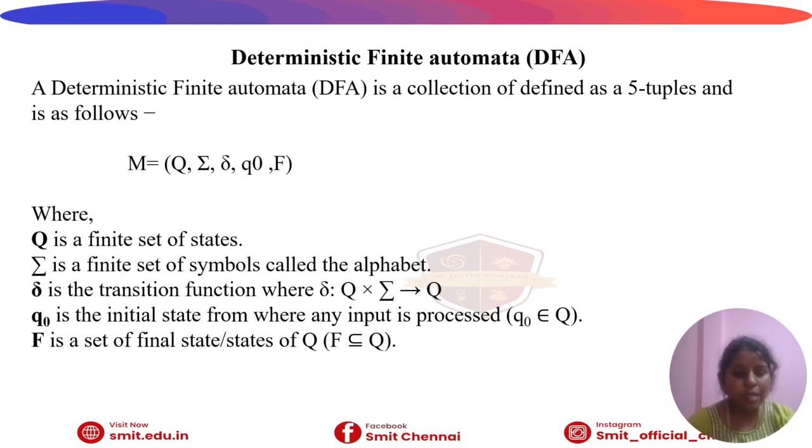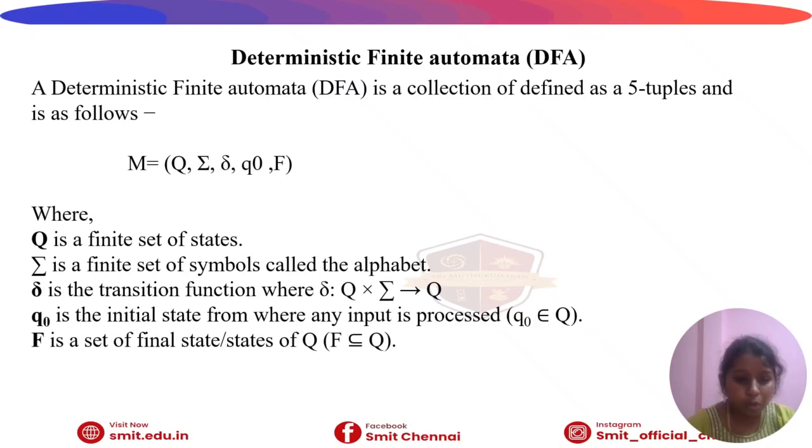Finite automata is a mathematical model with a finite number of states. It reads the input one by one and changes the state based on the transition rule. Whether the input is accepted or not is known if it reaches the final state. In finite automata, we have two types: deterministic finite automata and non-deterministic finite automata. Today, we are going to focus only on deterministic finite automata.